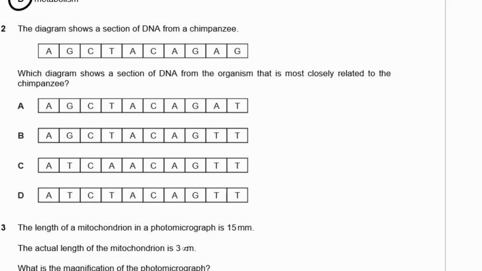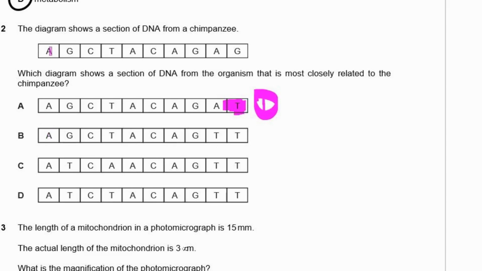Question 2. The diagram shows a section of DNA from a chimpanzee. Which diagram shows a section of DNA from the organism that is most closely related to the chimpanzee? Okay, so you can tell how closely related organisms are by how similar their DNA is. So all we have to do is look at the code and see how many bases are different. So let's look at A. First one, AA, same. GG, same thing. CC, same thing. TT, the same. AA is the same. CC is the same. AA is the same. GG is the same. AA is the same. And G and T, those are different. So there's only one difference. Unless another one's exactly the same, I'm going to say A is probably the answer.